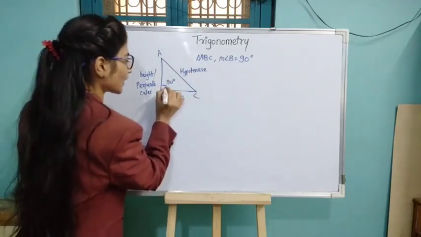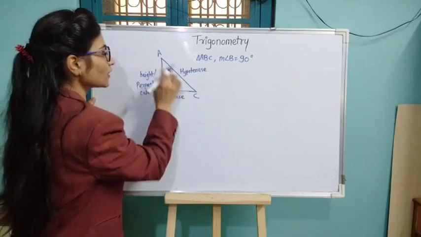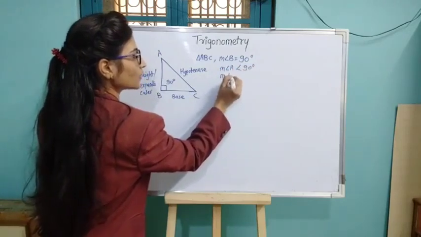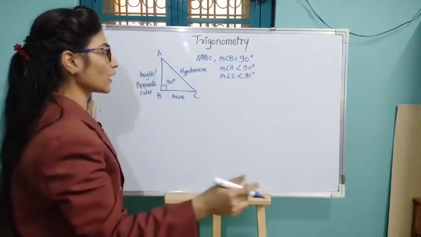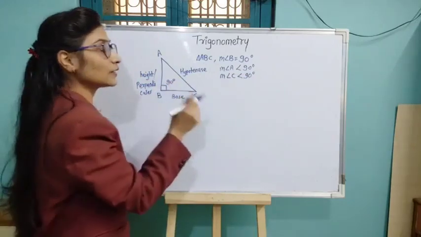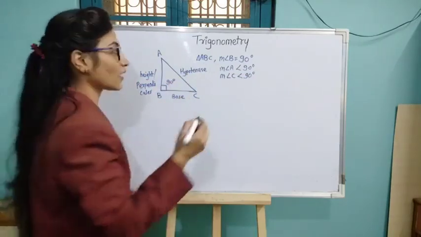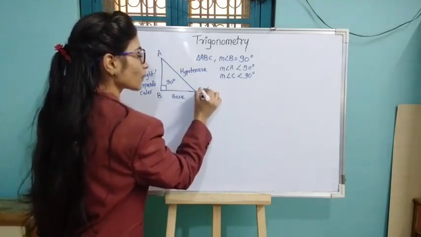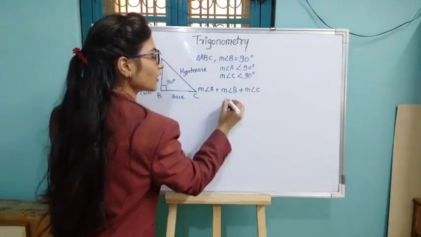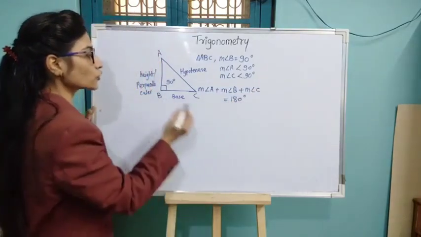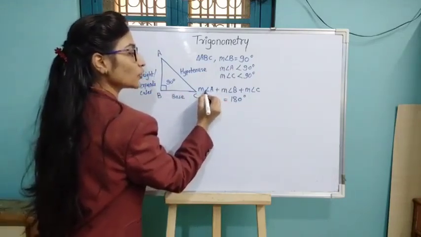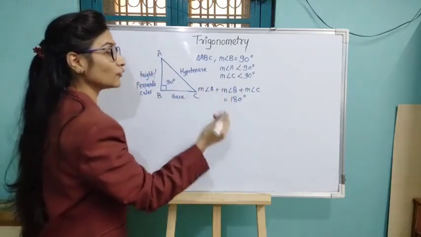So this is our right angle triangle which has a measurement of 90 degrees, and the remaining two angles, the measurement of angle A and the measurement of angle C, are both less than 90 degrees. Because we know that the three angles present in triangle ABC, if we take the sum of all three, will give 180 degrees. Means angle A plus angle B plus angle C is 180 degrees. So if angle B is 90 degrees, then angles A and C will each be less than 90 degrees.